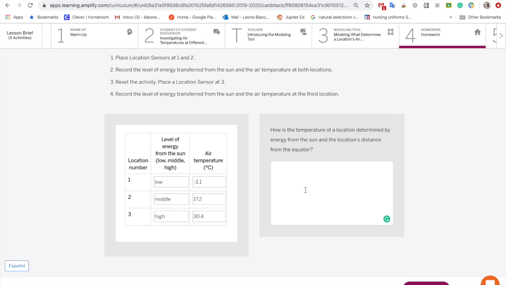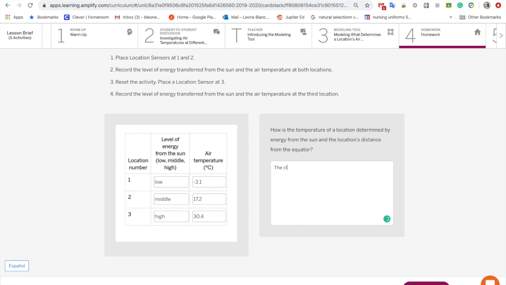And so the question is, how is the temperature of a location determined by energy from the sun and the location's distance from the equator? To answer this question, you're pretty much asking how the equator is related to the level of temperature in a location. So how is the temperature of a location determined by the energy from the sun?